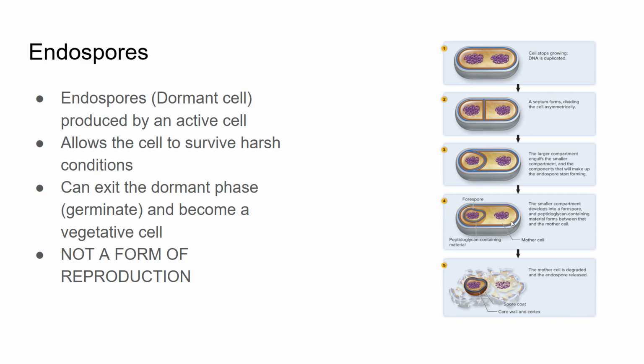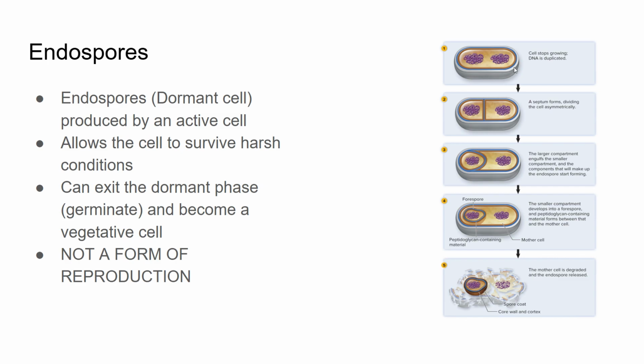Now, when conditions really get bad, then the mother cell will die, and the spore will escape. And this is going to be a dormant cell waiting for conditions to improve. And once conditions improve, the endospore can germinate again and become a vegetative cell. This is a cell that is actively living.